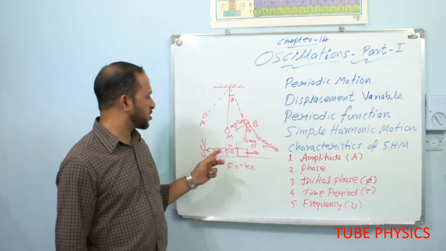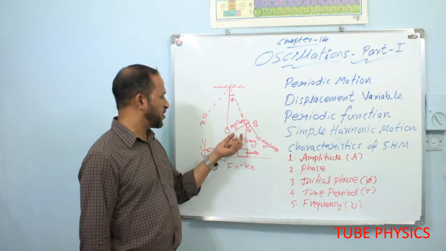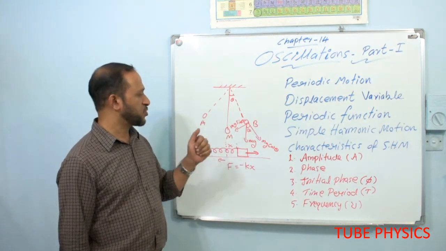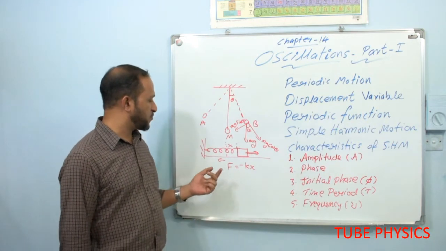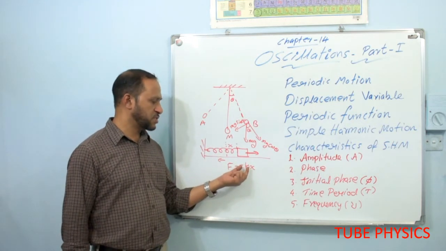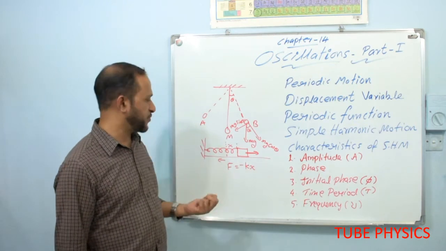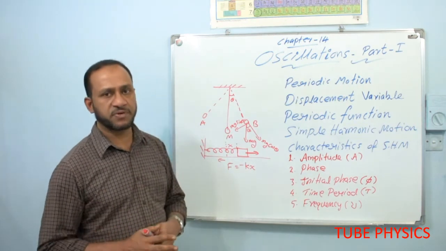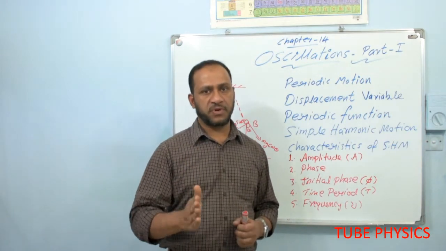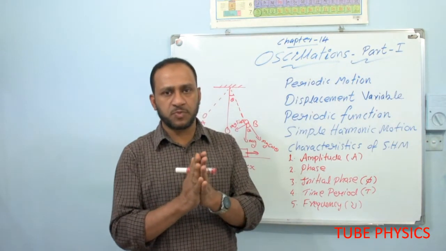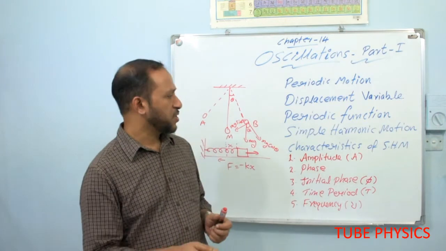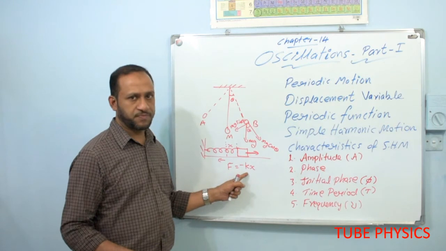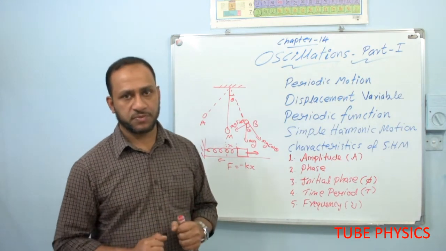So if the restoring force is provided by the weight of the body, the component of the weight here, mg sin theta, then it is called oscillation. And if the restoring force is provided by the elastic force, this minus kx is the elastic restoring force, then it is called vibration. So that is the basic difference between oscillation and vibration. In oscillation, restoring force is provided by the weight of the body, and in vibration, restoring force is provided by elastic force, and both are periodic motion.